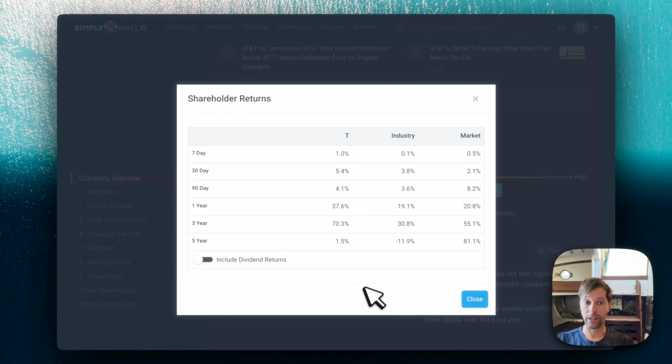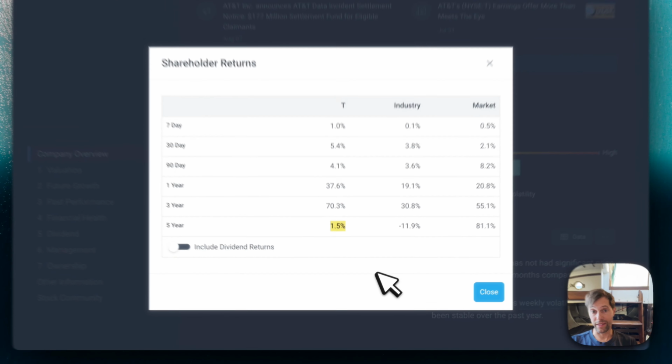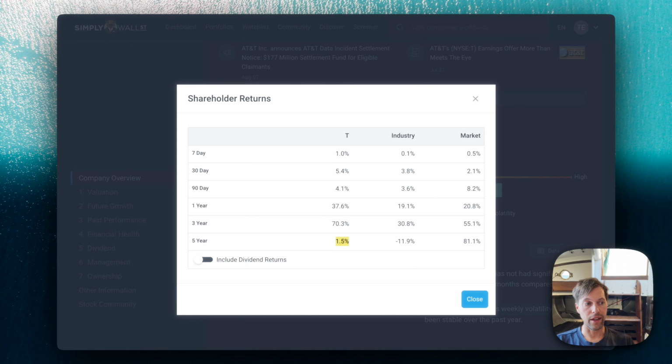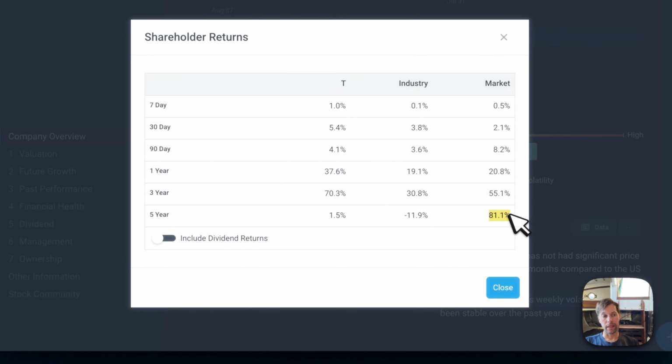compared to the industry that it's in and compared to the market. And for a company like this, for AT&T, you can see that well and truly this stock has not moved anywhere in 5 years. It's only up, based on price, 1.5%, effectively flat. You could have just had your money sitting in a bank account without any interest. Well, at the same time, the market's up 80%. But here's where it gets interesting.